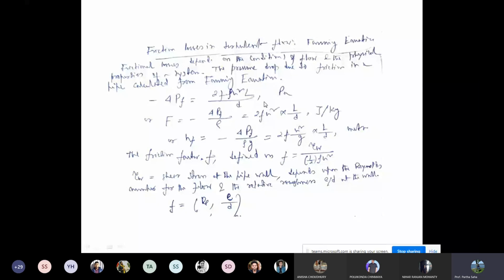The pressure drop was in Pascal. The head loss hf is given by del Pf by rho g, that is the pressure drop divided by rho g. It becomes 2 f u square by g times L by D, given in meters. The friction factor is defined as f equals tau w divided by half rho u square. What is tau w? Tau w is the shear stress at the pipe wall, and it depends upon the Reynolds number of the flow and the relative roughness epsilon by D at the wall. That is given in the expression.